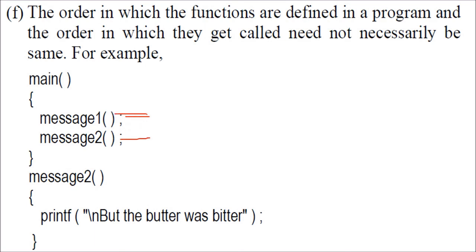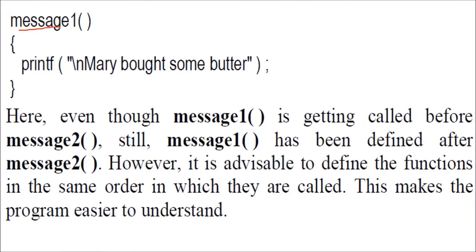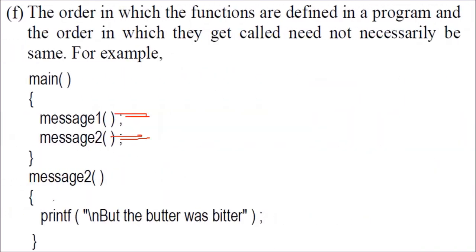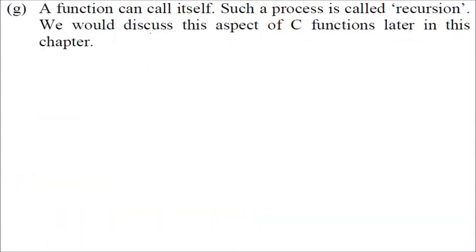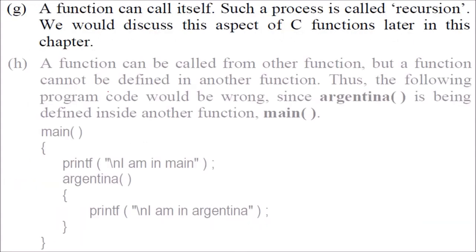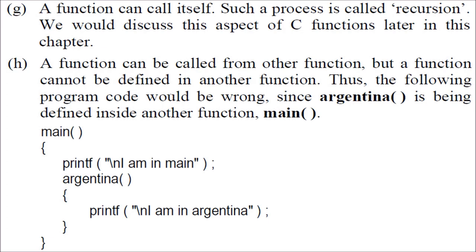First of all, this message function will be seen because it is here. This will be printed. After that, since message 2 is called after that, this will be printed. So the order can be like this. It can be jumbled up. A function can call itself. We call this recursion. A function calling itself is called recursion.